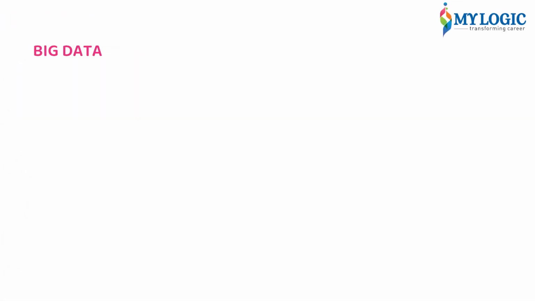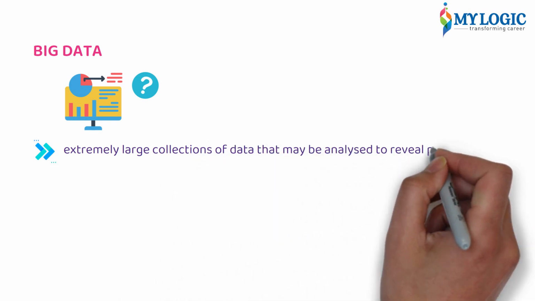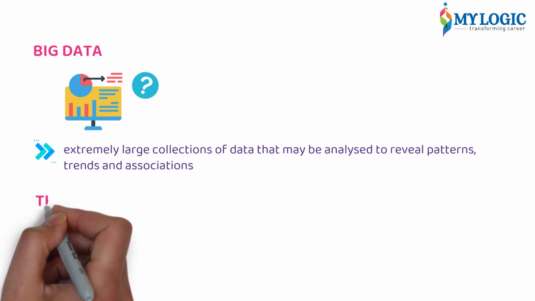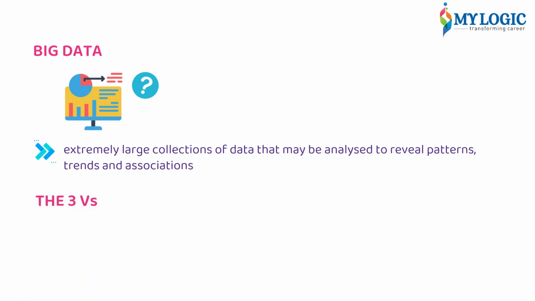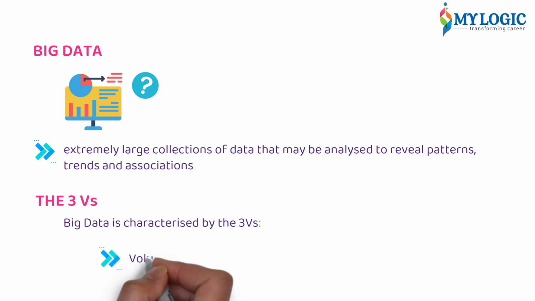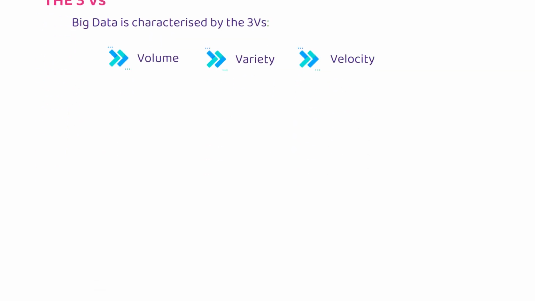Big data. What is big data? Extremely large collections of data that may be analyzed to reveal patterns, trends, and associations. The 3 V's. Big data is characterized by the 3 V's: volume, variety, velocity. Let us look into each of these in turn.